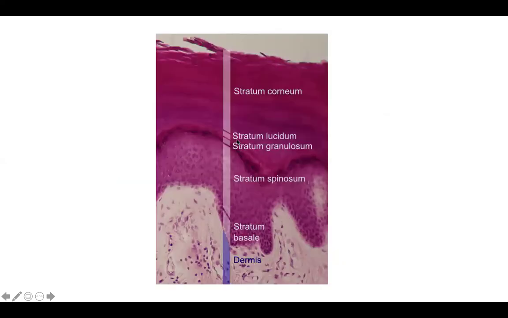We have an additional layer in the palms and soles called stratum lucidum. This is important because when you give topical medication for the palms and soles, you have to put in perspective that we have an extra layer of skin, so I have to give a higher dose or a higher concentration of the medication in order for it to be absorbed in the skin.